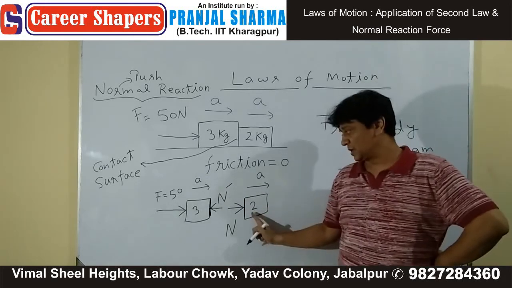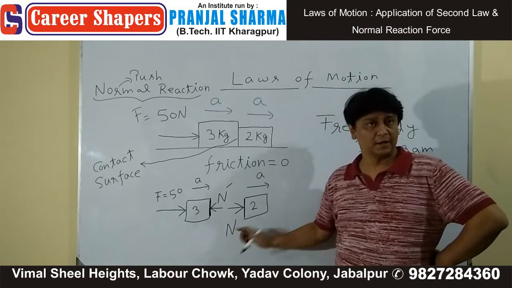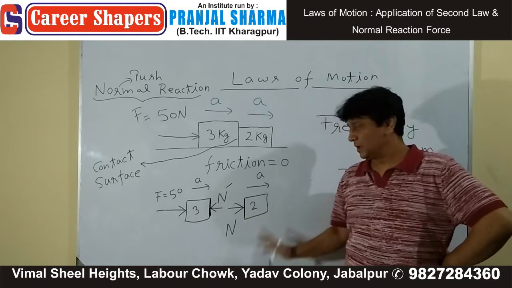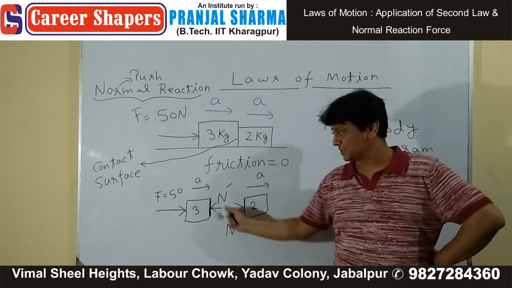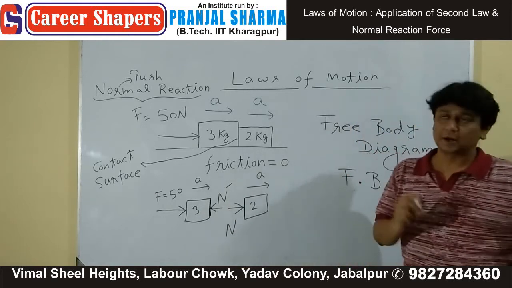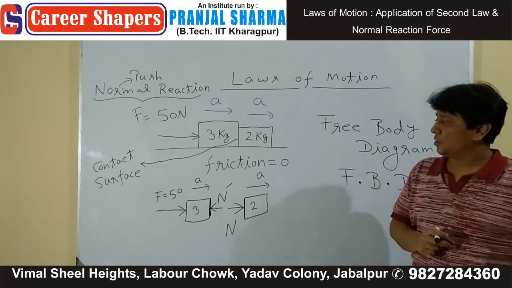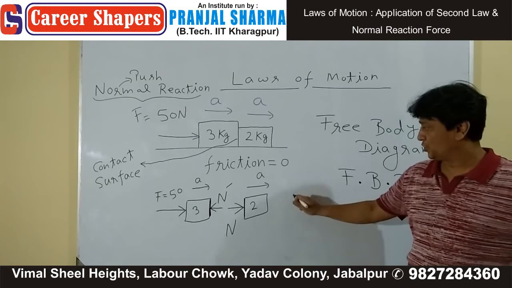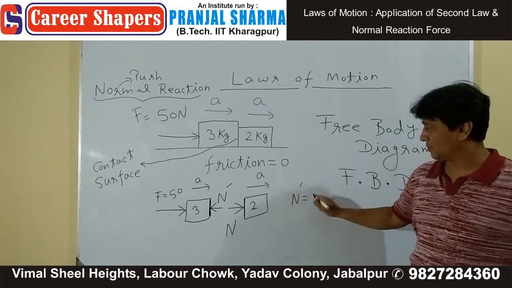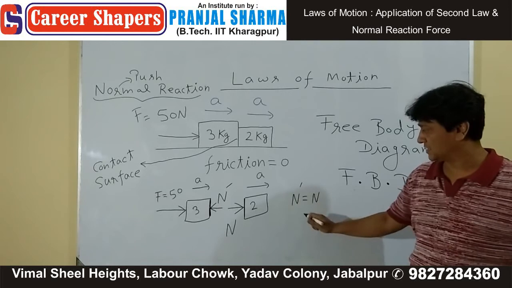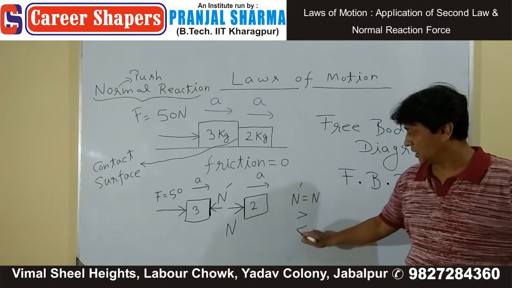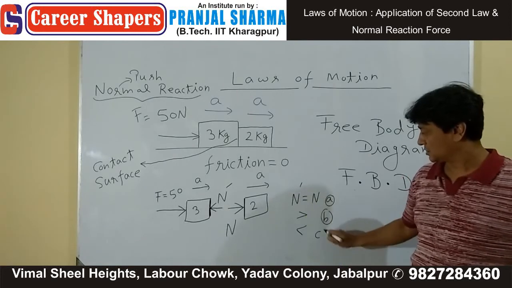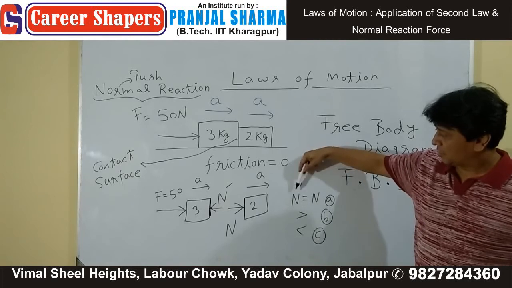इस 2 पर कितना फोर्स लगा? एन. किसने लगाया? इस 3 kg ने. 3 इज पुशिंग 2. इस 2 ने इस 3 kg पर इस तरफ लगाया एन डैश. Now tell me in the comment box, what is the relation between magnitudes of n dash and n? Which one do you think is correct? I'm giving you magnitudes. N dash is n greater than or less than. Which option is correct? A, B or C? They are of same magnitude.